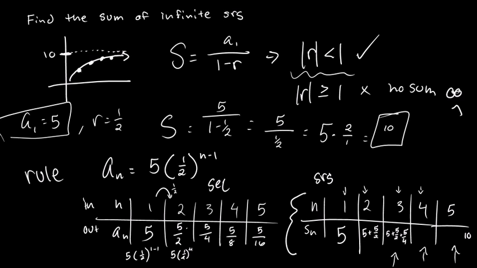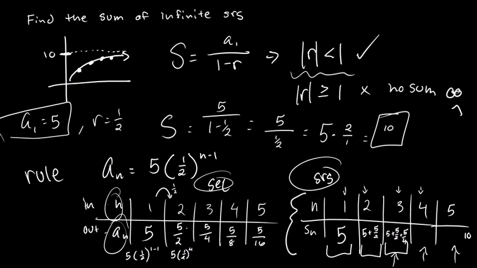So the difference between graphing a sequence and a series is that with a sequence, you strictly have an input and an output with your n and your a sub n, versus here you actually have to add outputs together to find your s sub n.